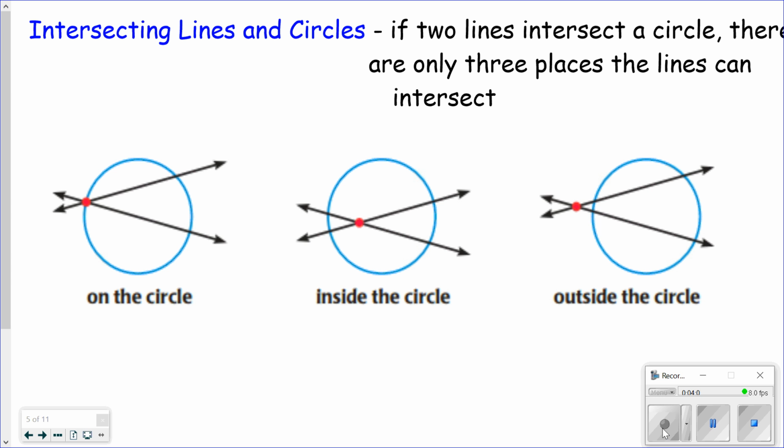Intersecting lines and circles. If 2 lines intersect a circle, there are only 3 places that the lines could intersect. The first one would be on the circle. The second way would be inside the circle. And the third way would be outside of the circle.